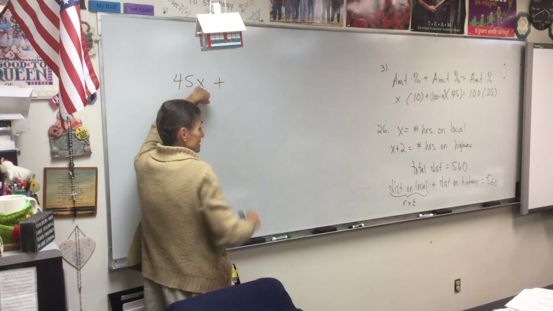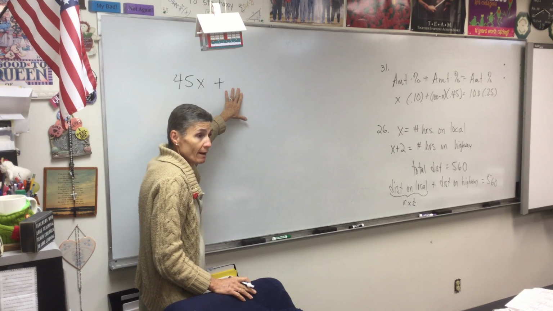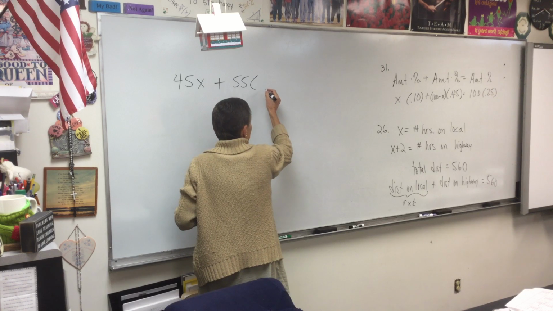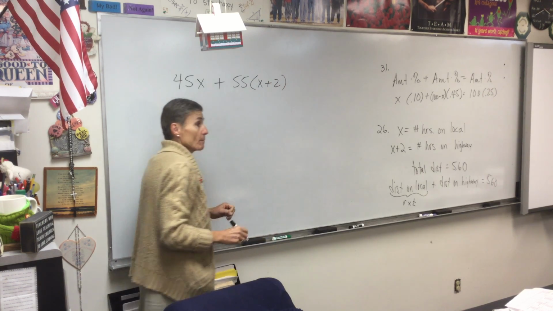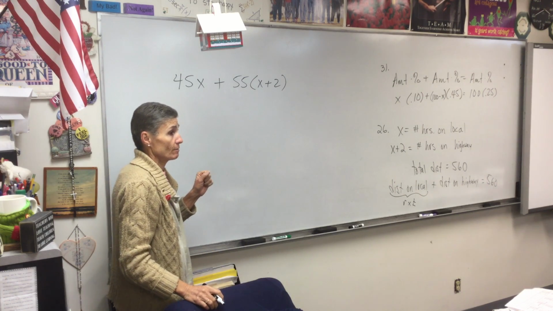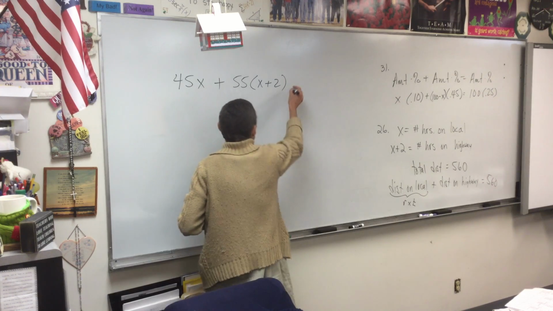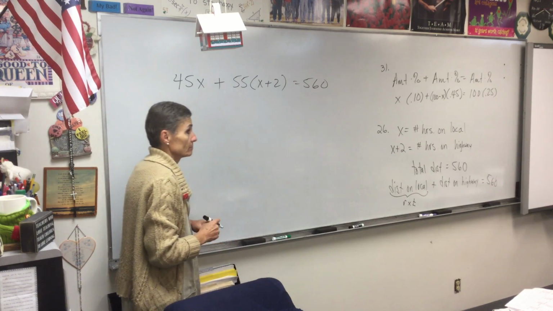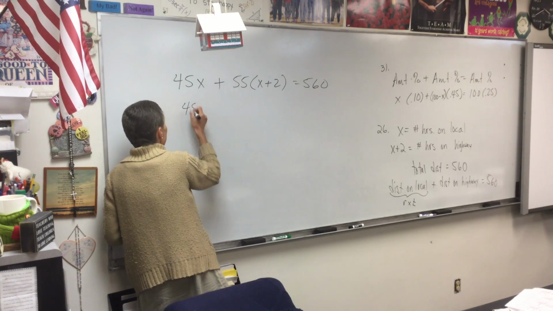Now we're going to add to that the distance on the highway, which would be what? 55 times X plus 2. Remember, that's time on the interstate, which you said was X plus 2. And that has to equal 560. You can solve that.